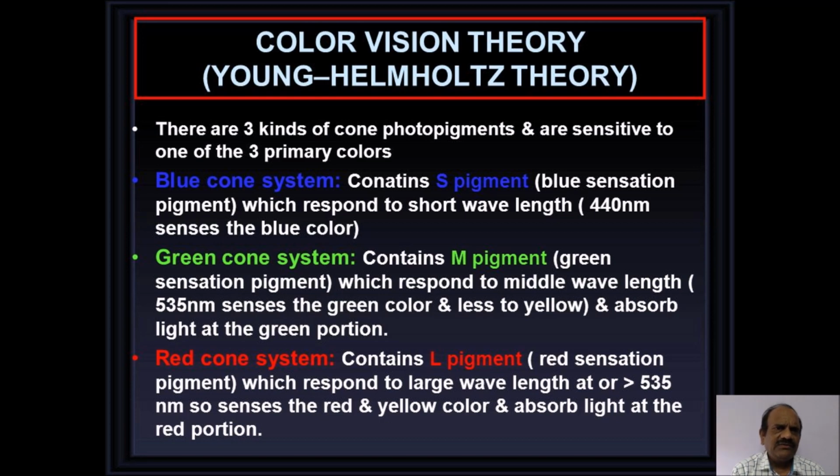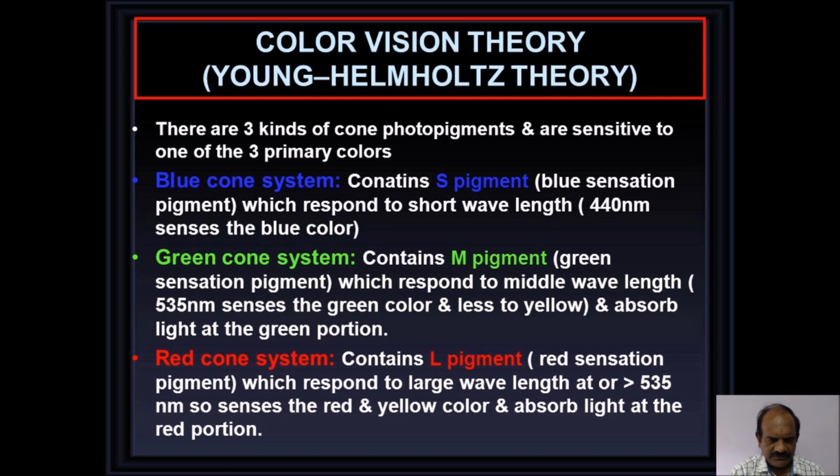There are different theories of color vision. The commonest and most accepted is the Young-Helmholtz theory of color vision. According to this theory, there are three kinds of cone photopigments, each sensitive to one of the three primary colors. Which are these three primary colors? All of you know: blue, green, and red.